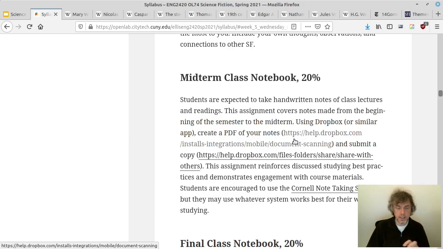Because, you know, normally if we were meeting in person, you would be able to just let me hold your notebook and I would be able to check it off during class. But because we're separated and this is an asynchronous class, what I need is a PDF scan of your notebook that I can then digitally flip through and be able to give you credit on your work.